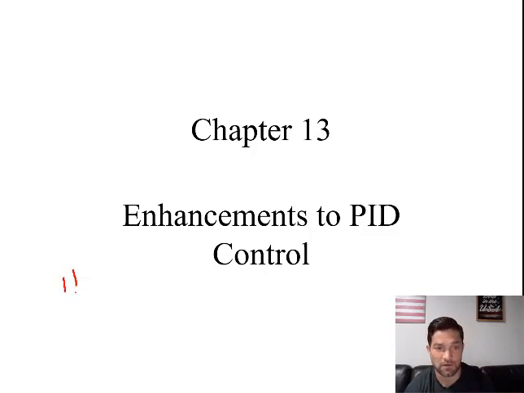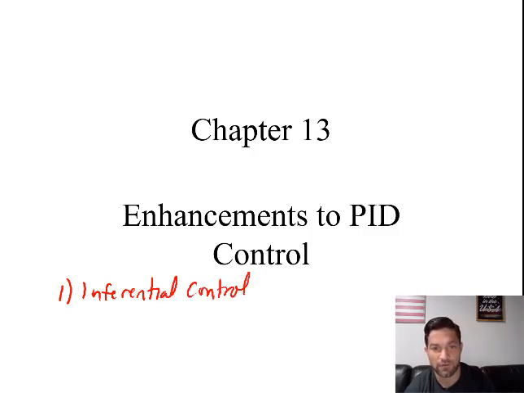The first one is called Inferential Control. So your objective for inferential control is to discuss different ways that you can use inferential control to improve the performance of feedback control loops. And we'll do this through various examples. The second thing that we're going to discuss is called controller scheduling. So controller scheduling is essentially setting different parameters for PID based on a specific process measurement.